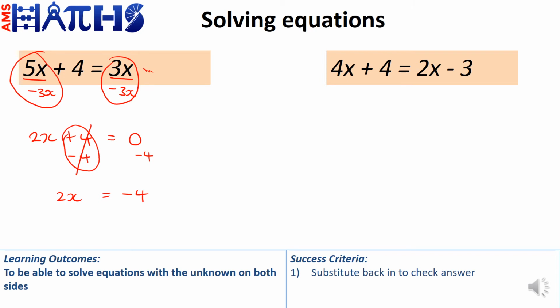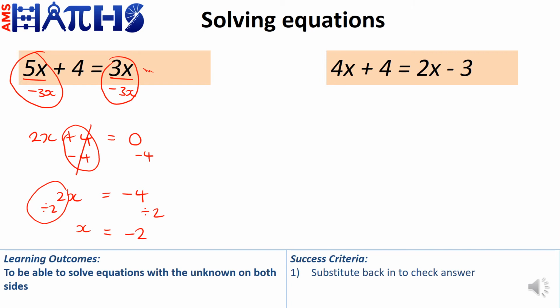Then we need to just divide both sides by 2 to get our answer for x, because x was being multiplied by 2 initially. So 2 divided by 2 is 1, so we are left with 1x, and minus 4 divided by 2 is a minus 2, so our answer is x equal minus 2.